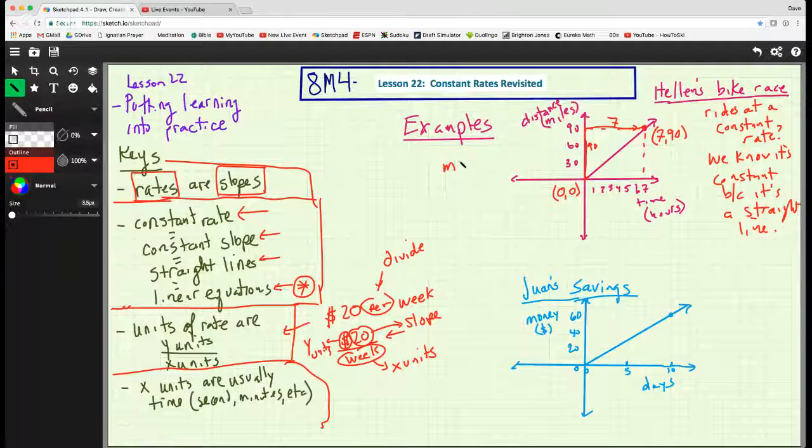So our m is equal to our rise over our run. If you punch that into a calculator, 90 divided by 7 is about 12.6. But when we talk about word problems, we always talk about units. Our units are our y units divided by our x units. So her rate is 12.6 miles per hour.